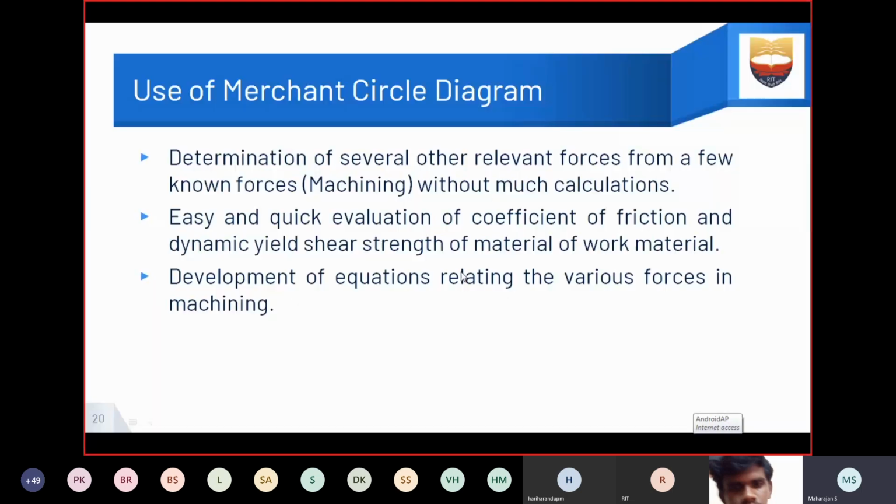Okay. Next. What is the use of the merchant circle diagram? The merchant circle diagram is used to know the coefficient of friction and the dynamic yield shear strength of the material. And also we need to know the various forces, and with the forces and velocity, we can know the energy required for the machining operation. These three things we can know from the merchant circle diagram.